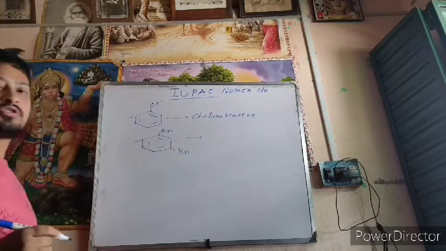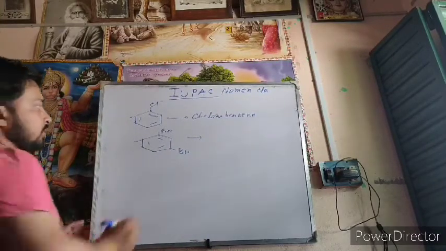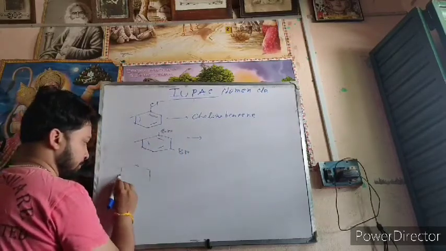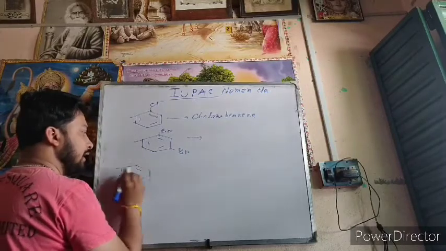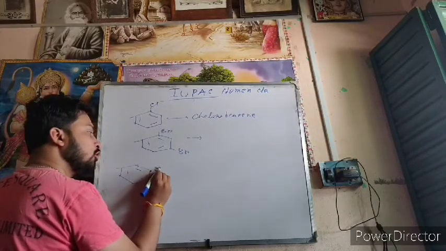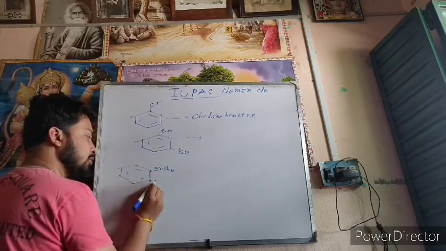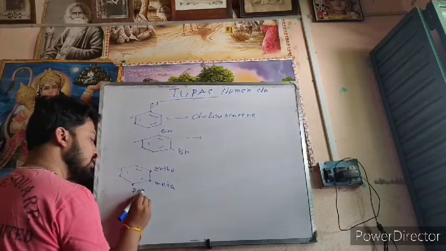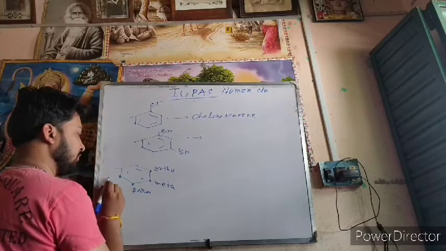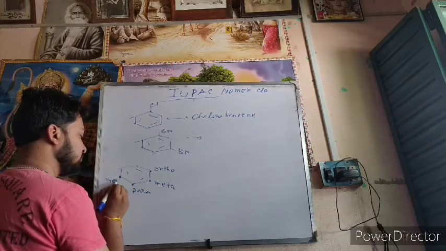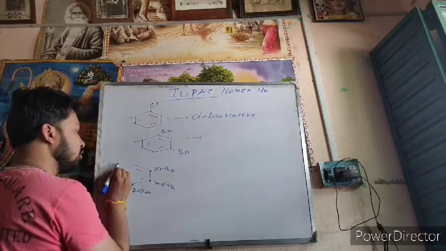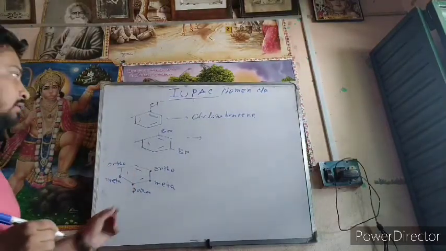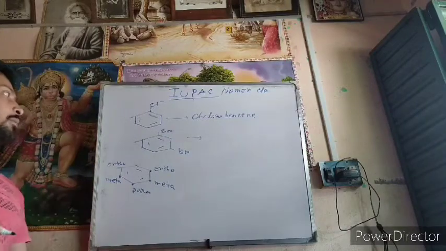The name of this compound. Okay. This is benzene, and this position is called the ortho position. This position is called the meta position. This position is the para position. This is the meta position, and this is also the ortho position. Okay. Now write the name of this compound.